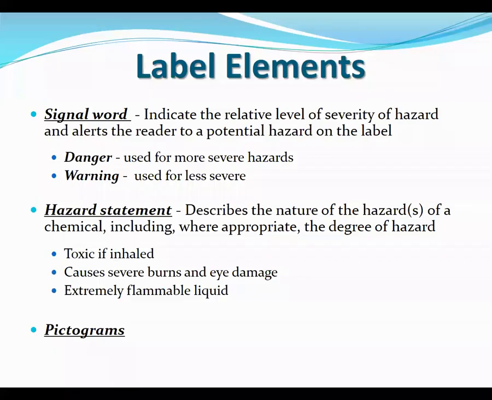So in order to prevent these, we have the elements of a label. Your first is your signal word. Again, these are danger or warning, and they indicate the relative level of severity of a hazard. They alert the reader to a potential hazard on the label. Danger is used for your more severe hazards, while warning is used for your less severe.